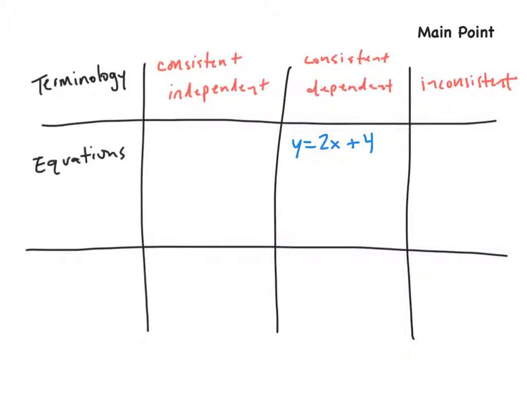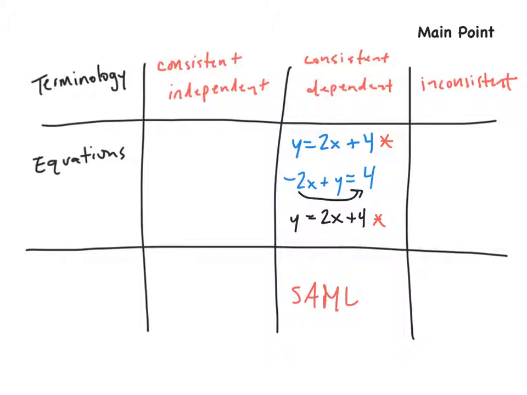If you get an equation that would be y equals 2x plus 4, they're not going to give you the exact same equation. They're going to give you an equation where you have to rearrange it to see if it's the exact same. So they might give you negative 2x plus y equals 4. In this equation, all you would have to do is move the 2x over to the right. So you would then have y equals 2x plus 4. If you look, y equals 2x plus 4 and y equals 2x plus 4 are the exact same. So they are consistent-dependent.